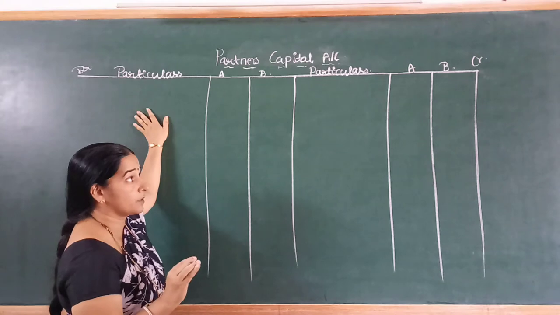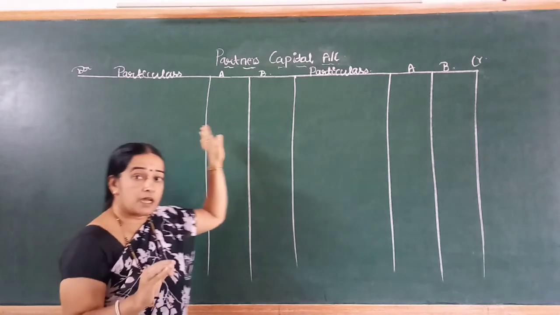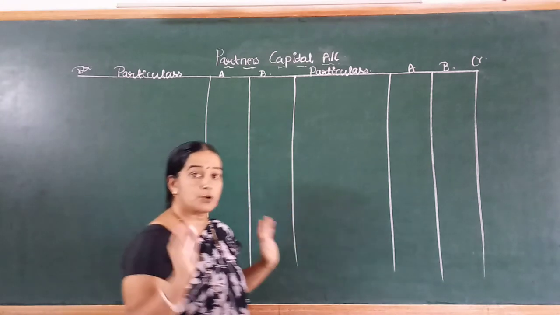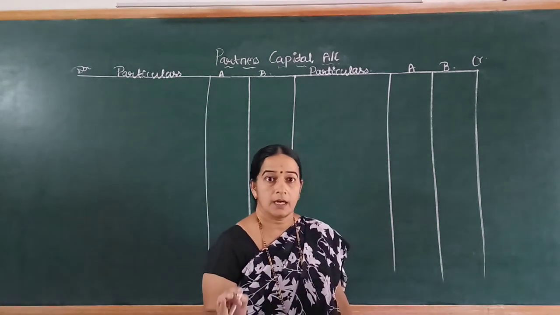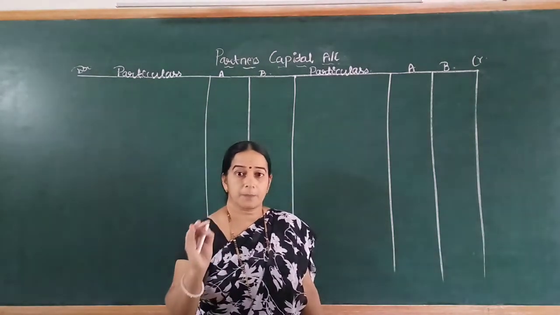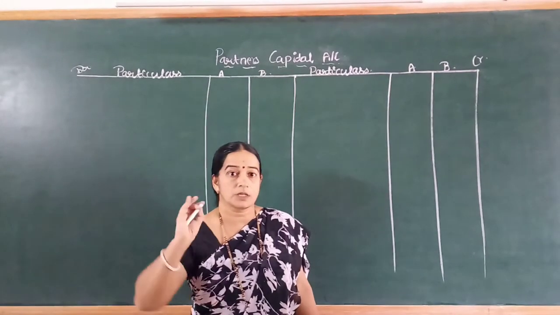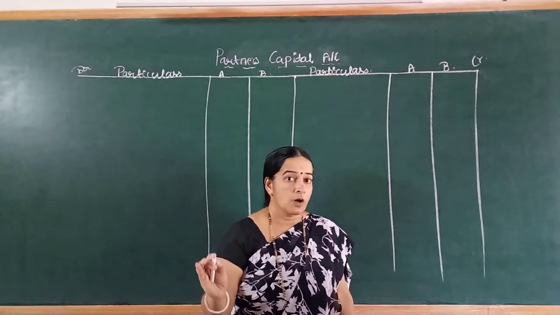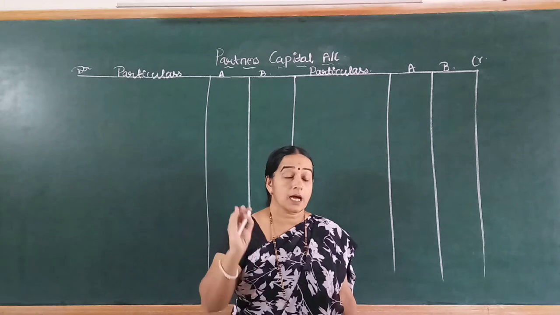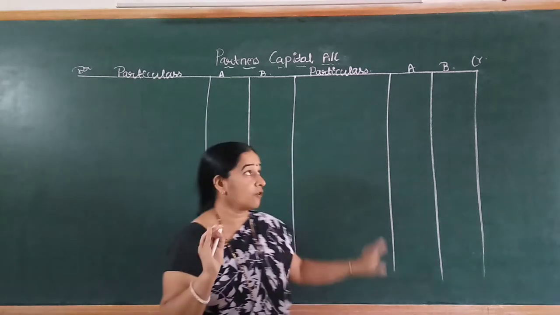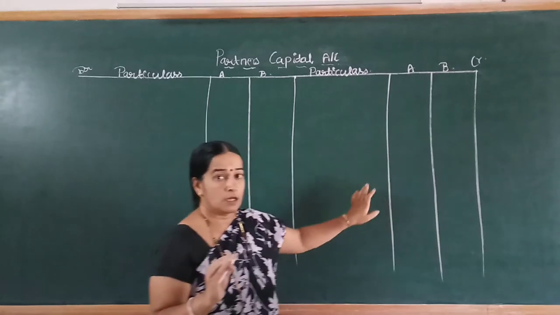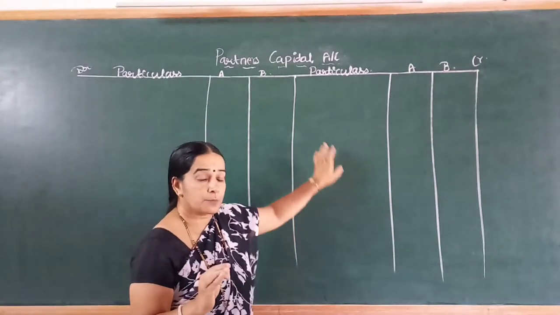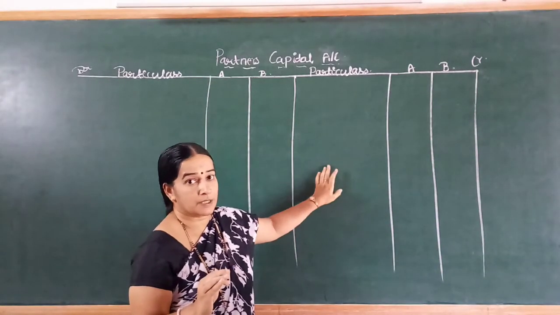And if there are any expenses, those expenses or losses will be written on the debit side of the partner's capital account. Suppose in a firm there are two partners, A and B. Individually we can prepare A's capital account and B's capital account, or we can prepare the combined capital account of A and B. Today I am going to prepare the combined capital account.